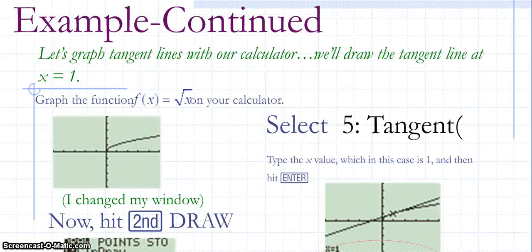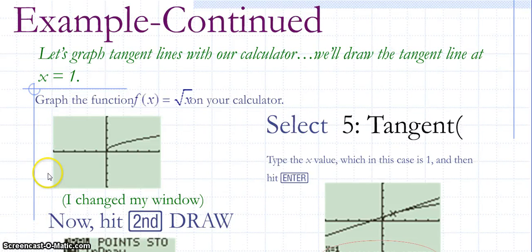Alright, next thing though, let's stick with the same example. I want to show you how your calculator can also find and draw tangent lines for you. As far as the usefulness of this, you're not going to really be able to do this that often because, let's be honest, most tests and quizzes in here, you're not allowed a calculator. But it is kind of a cool tool to see that your calculator can do this. It also allows you to check answers on your homework and things like that.